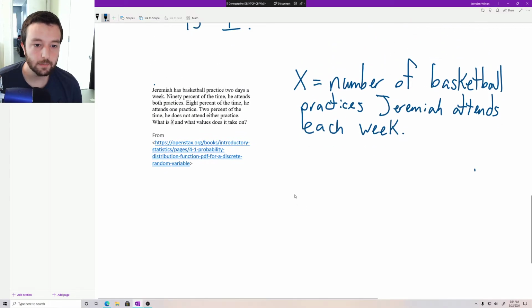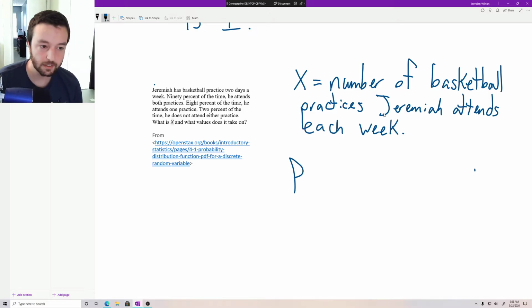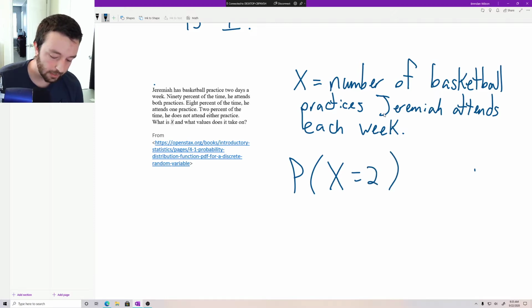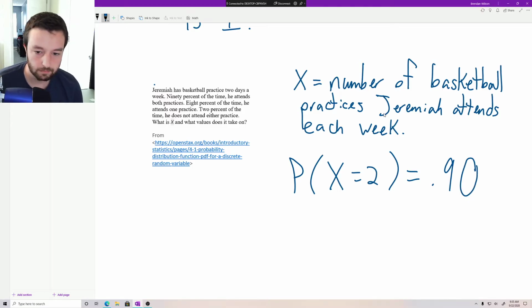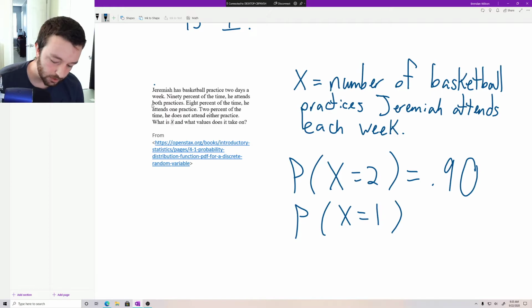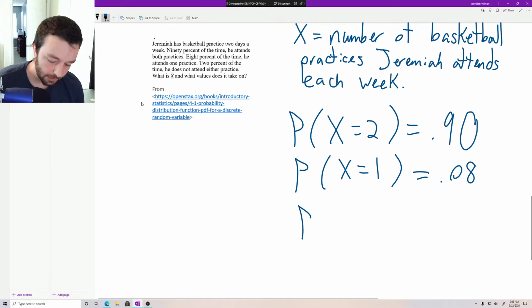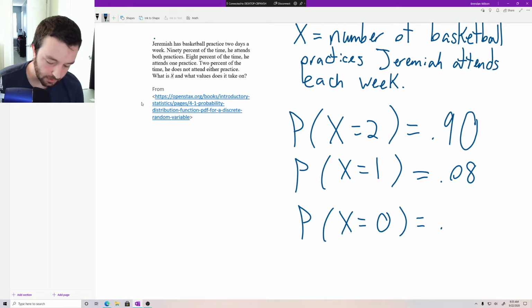Once we have what the variable is established, we can just write out our probability distribution function because everything else is given to us. We're told here that the probability that X equals 2 is 90%, which we write as a decimal as 0.90. Because 90% of the time he attends both practices. The probability that X equals 1 is 8%, or 0.08. And the probability that X equals 0 is 2%, or 0.02.